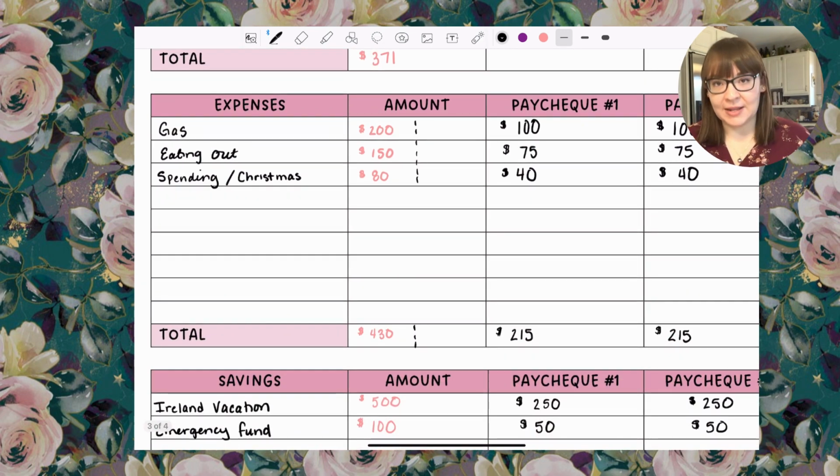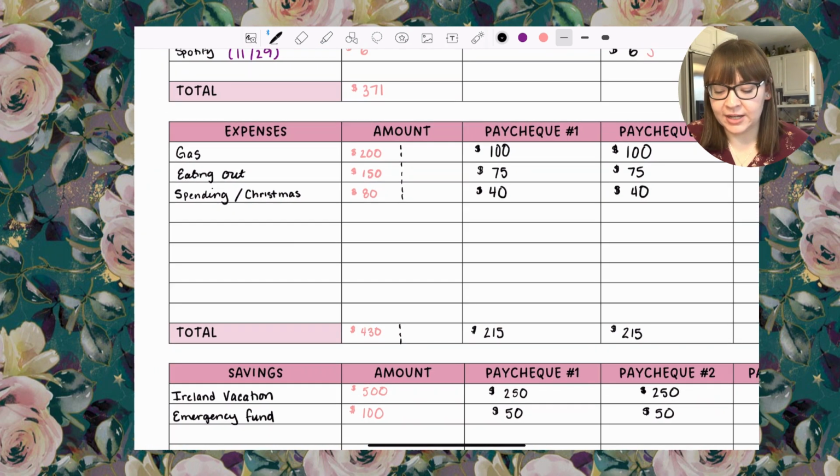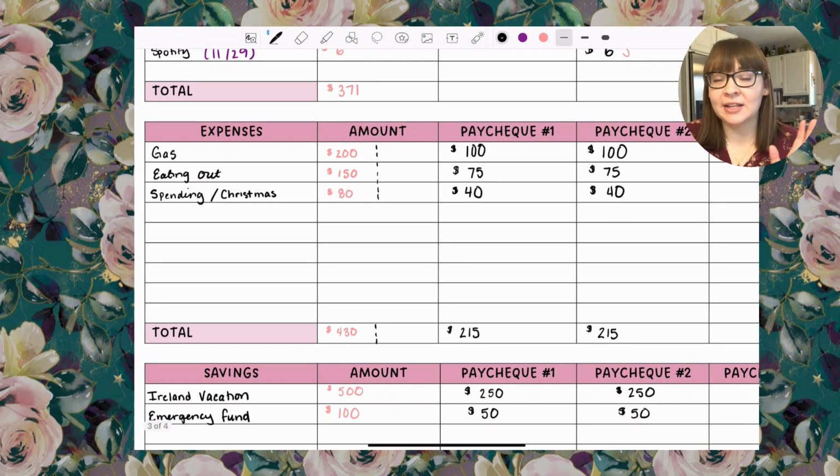Next, these are expenses, and the way I do it, these are rough ballparks that I want to get for the spending in certain categories. So for me, these main categories right now are gas, eating out, and then spending and Christmas shopping. Again, I break that down into the amount that I allot myself for that month, and then how I would break it down between each paycheck.